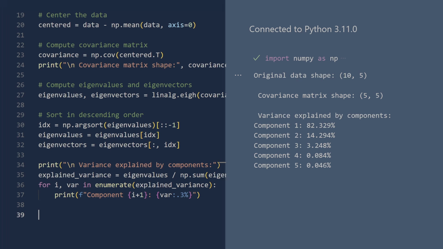Run. Get a load of these percentages. The first component captures over 80% of the variation in our data. The second component captures the next largest portion. Each additional component explains less and less. This pattern tells us we can represent our data well with fewer dimensions.